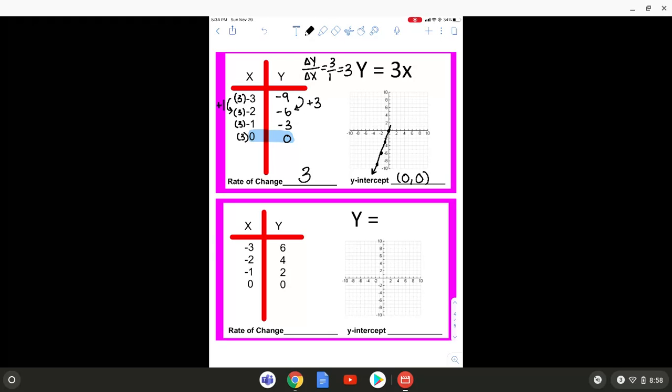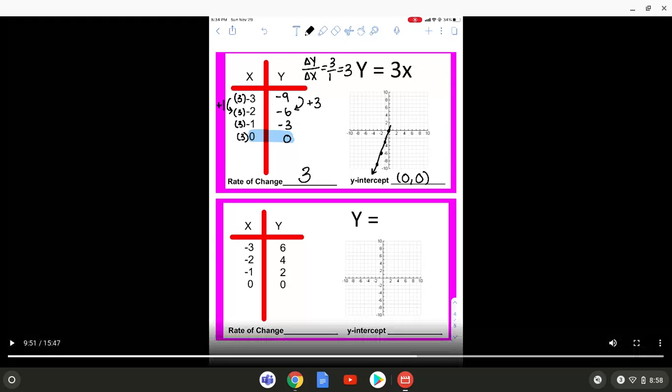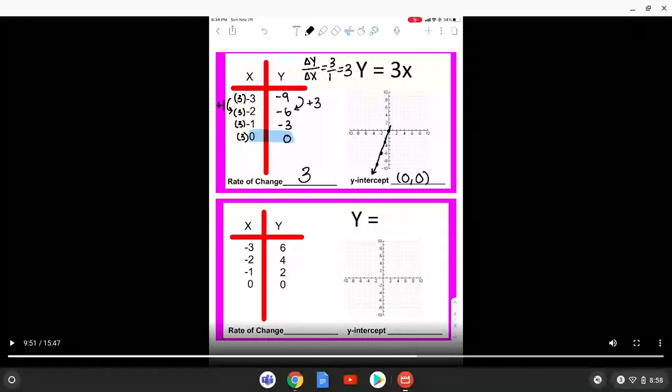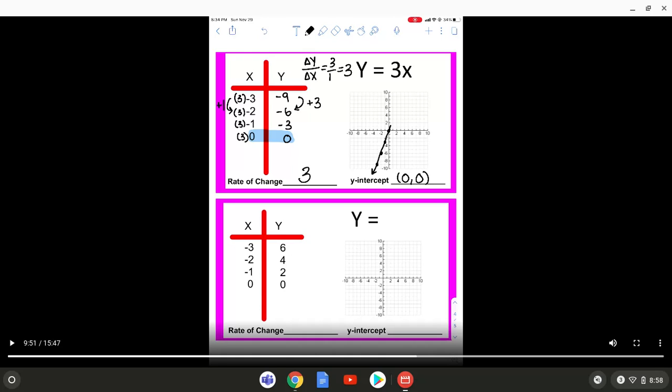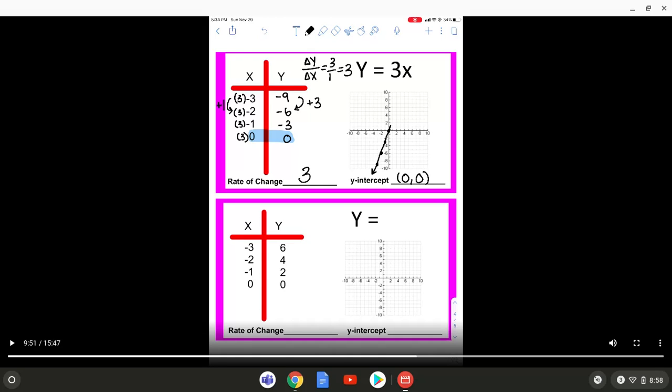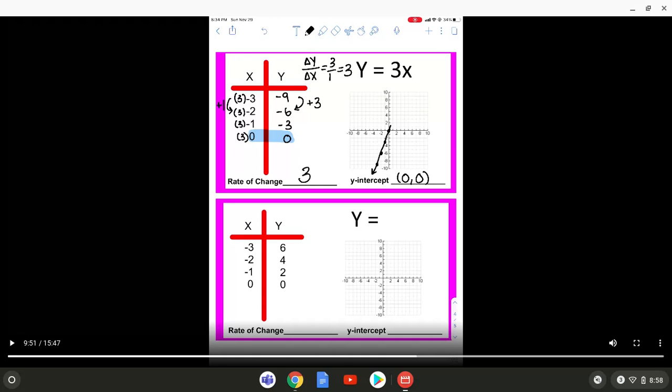So now I'm given a table. This is where things get a little more challenging. So now I'm given a table and asked to find the equation from the table. So far it's been pretty easy because getting a table from an equation or from a graph is not very difficult. Sometimes getting an equation from a table is a little more difficult. So we're going to go through this together.